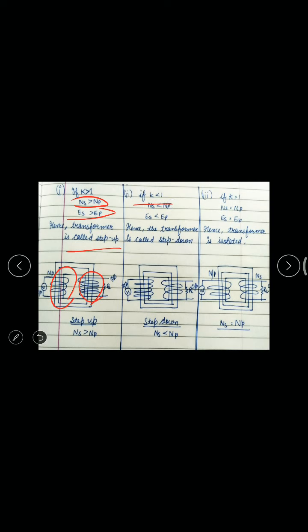If K is less than 1, NS will be less than NP and ES will be less than EP. Hence, the transformer is step down. You can notice it from this diagram also that the number of turns in primary winding is greater than the number of turns in secondary one. Therefore, it is a step down transformer. And if K is equal to 1, NS will be equal to NP and ES will be equal to EP. Hence, the transformer is isolated.